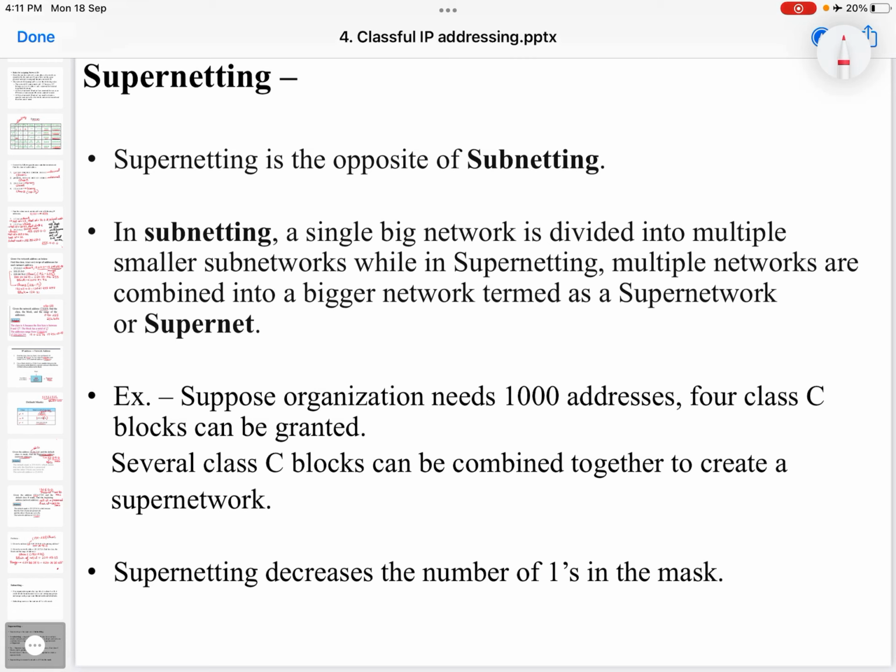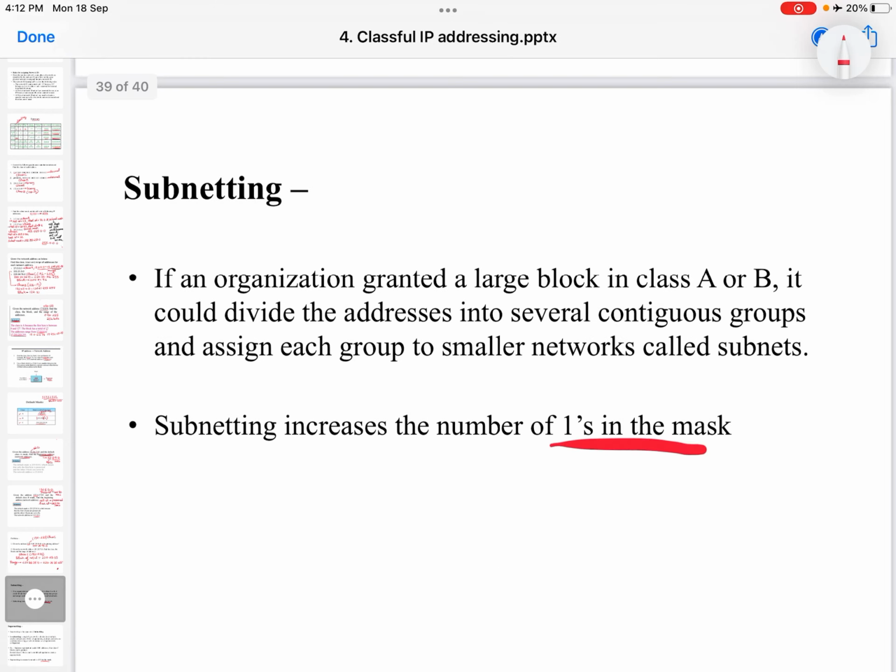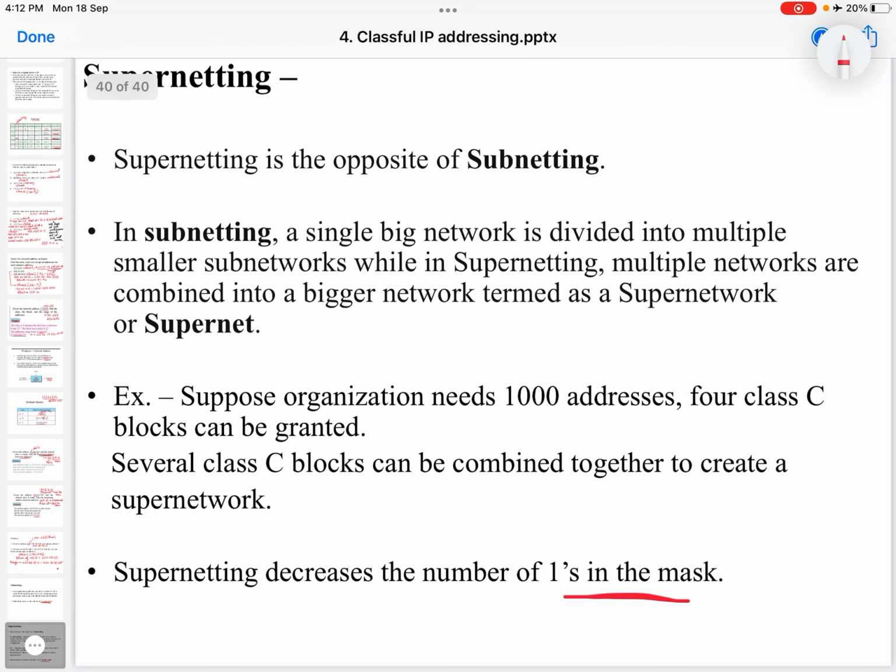Example: suppose an organization needs 1000 addresses, 4 class C blocks can be granted. Several class C blocks can be combined together to create a supernet. Supernetting will decrease the number of ones in the mask. Subnetting will increase the number of ones in the mask. That is point number 1 of difference. The second point of difference is that in subnetting, a big network is divided into small networks, whereas in supernetting, multiple networks are combined to form one big network.